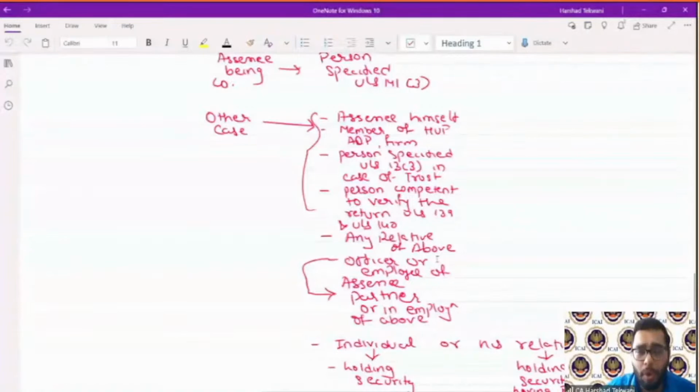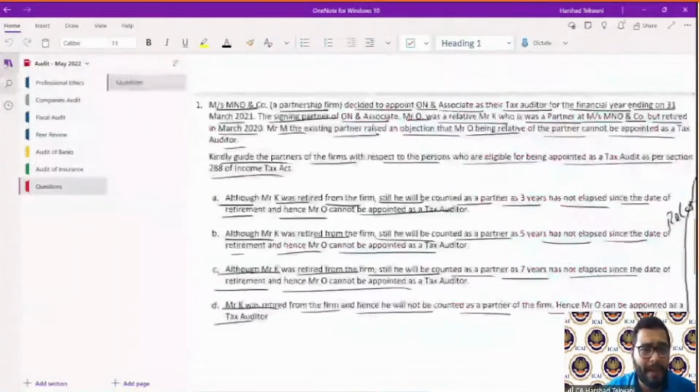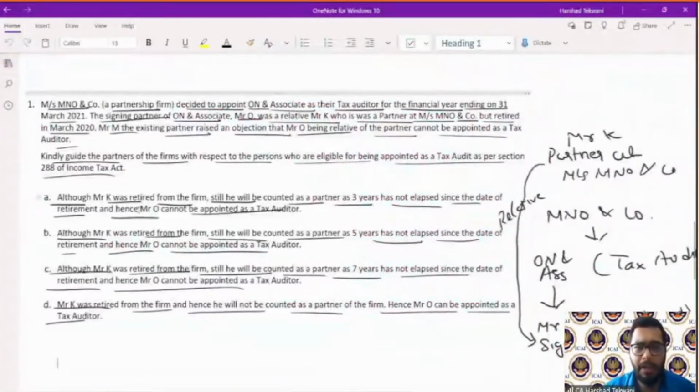Now here there is no provision related to years, that this many years should have elapsed from being a partner or something like that. There is no such provision. If he is a relative, then he cannot be appointed. If he is not a relative, means if the relationship does not exist anymore because the person is not a partner anymore, then it is fine for being appointed as a tax auditor. Simple.